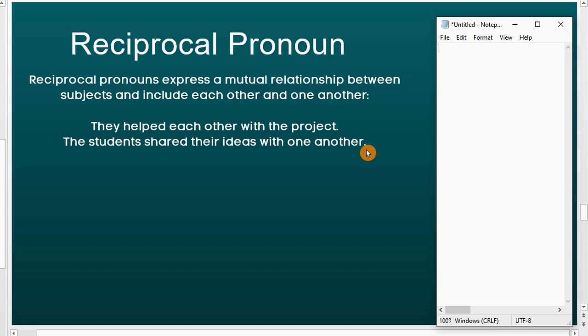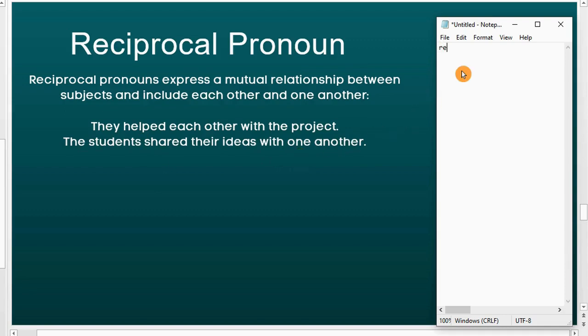So grammar is literally very important for you. When you are going to learn grammar, you deep dive into it, and you think that some sentences and so many concepts become clear. So you look: they help each other. With the project, the students share their ideas with one another. Relationship between individuals or things.